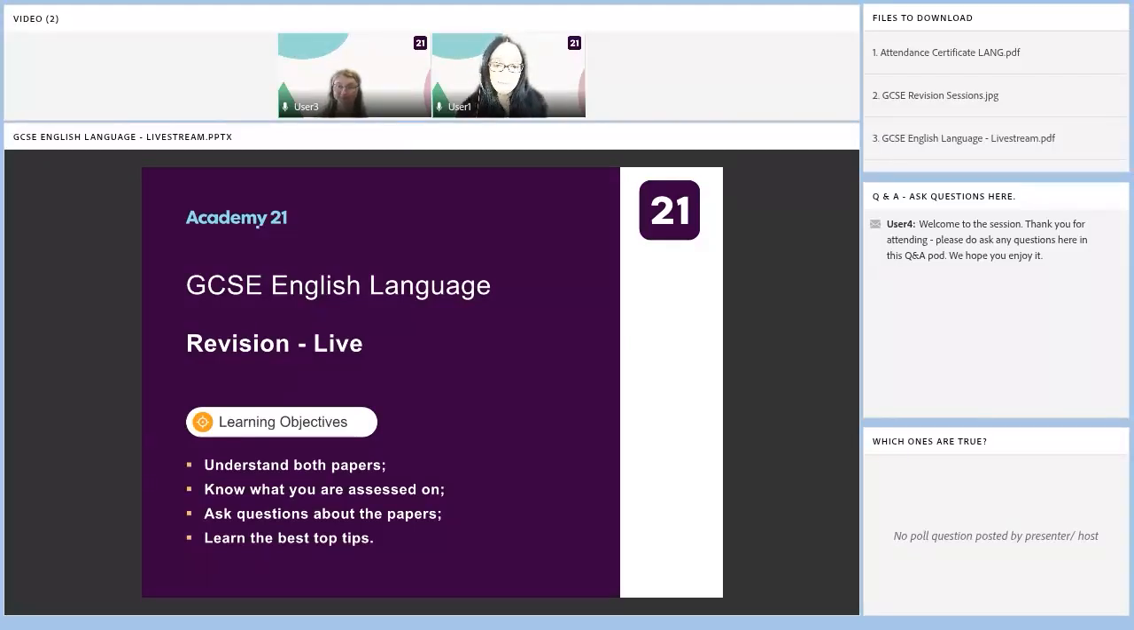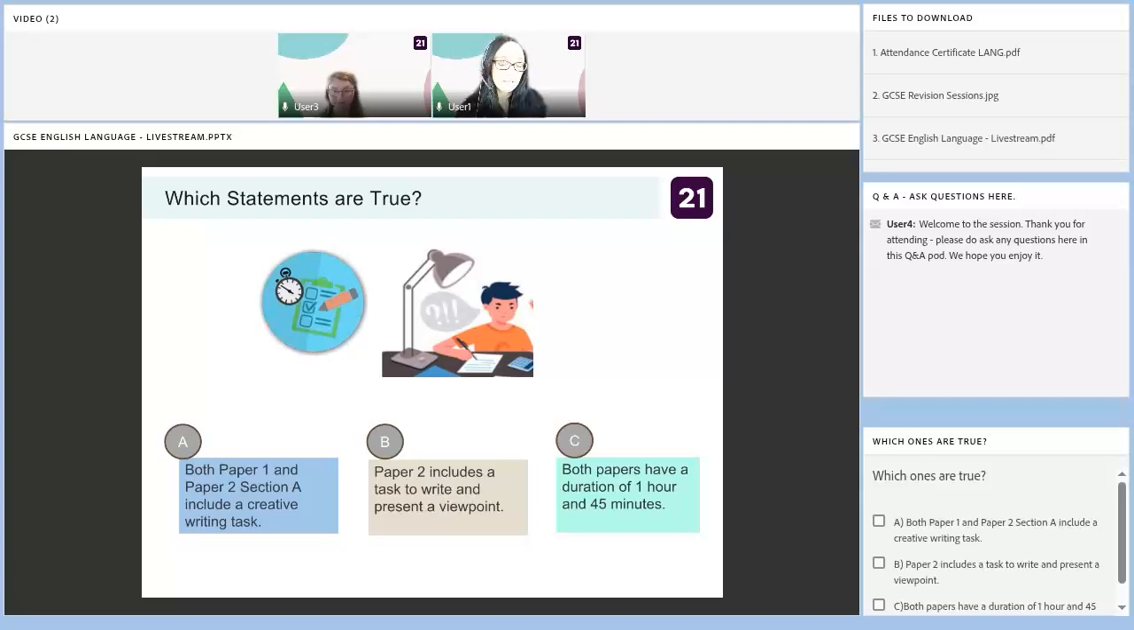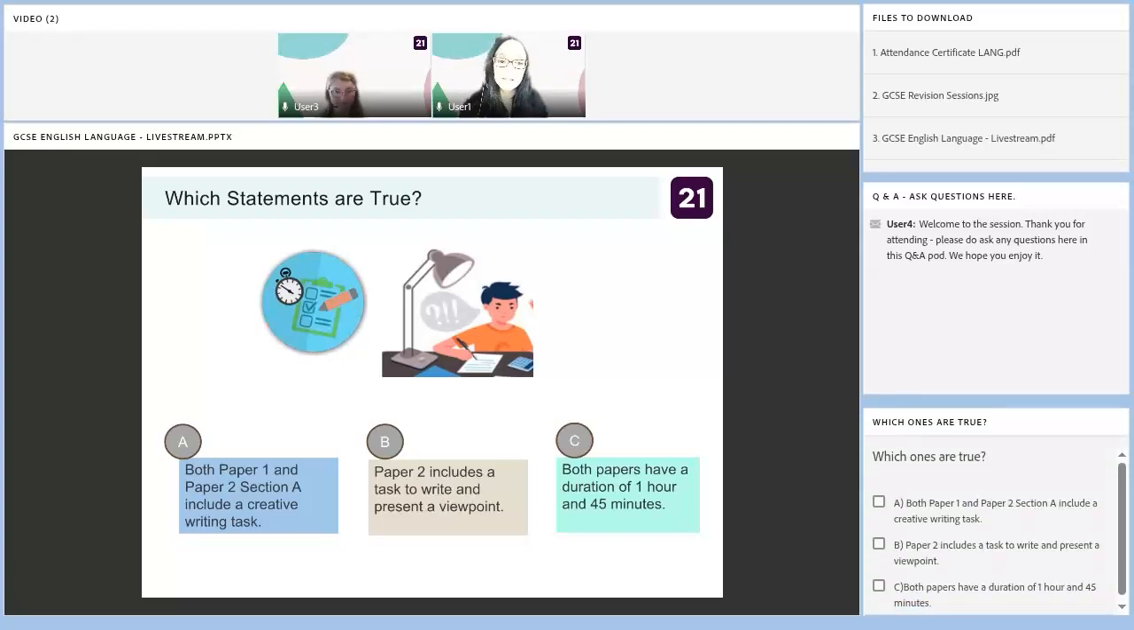We're now going to begin with our very first poll. As you can see, there are three statements on the screen: statement A, statement B, and statement C. Have a look very carefully at the statements and see if you can identify the ones which are true. I will just switch the poll on. The poll is available underneath the Q&A pod. See if you can choose the ones that are true. I'll give you a moment to have a look at the statements again. You can put your answers into the Q&A pod if you'd like, or you could click them in the poll.